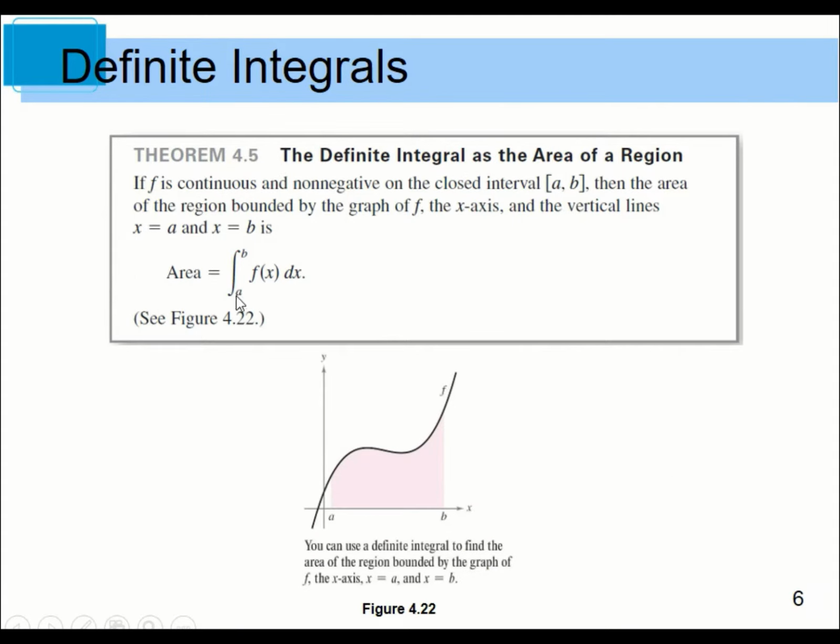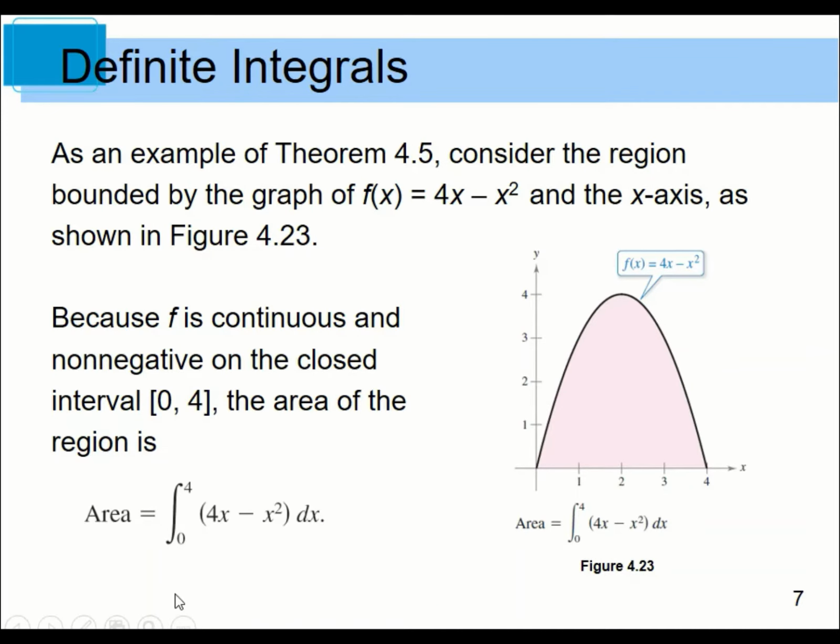Now, the definite integral actually represents the area. So when we have the integration of function f from a to b, this is the function f. When we integrate from a to b, the answer we get actually represents the area under the graph, the area of the region bounded by the graph f and the x-axis.